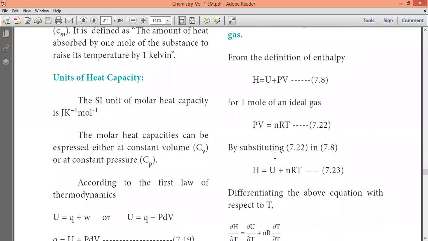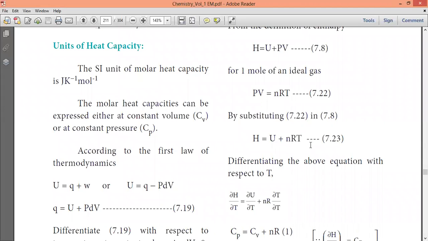From the ideal gas equation, we know that PV is equal to nRT, where n refers to the number of moles. So now H will be equal to U plus nRT. Now what we are doing is, in the place of PV we substitute nRT. When we substitute, H will be equal to U plus nRT.